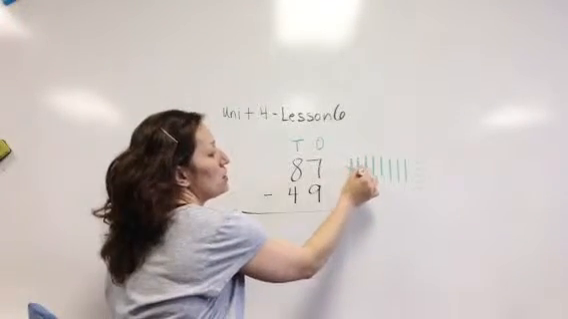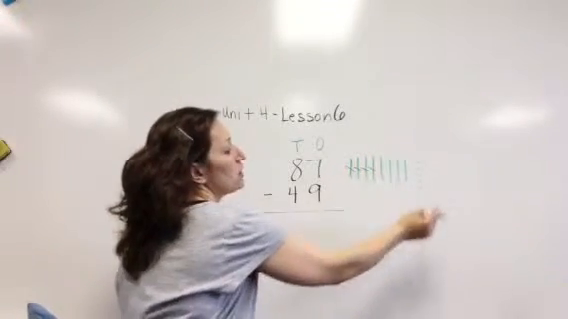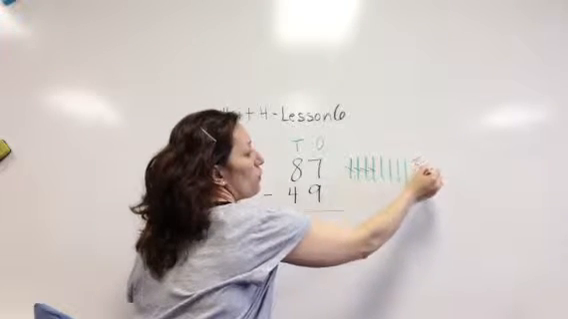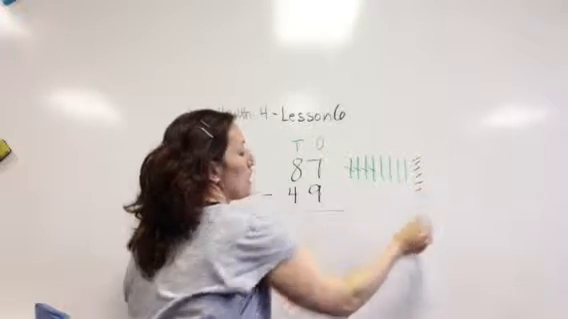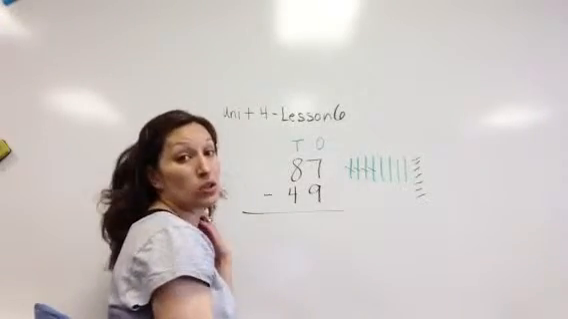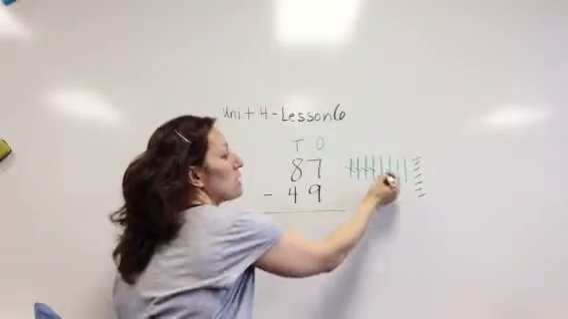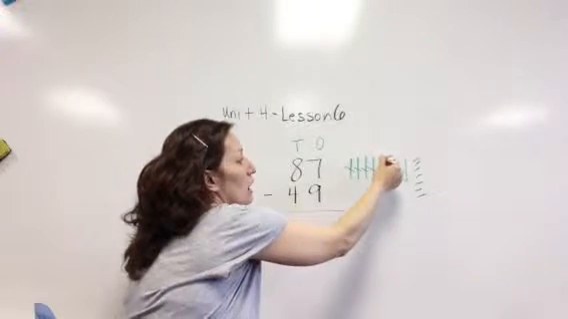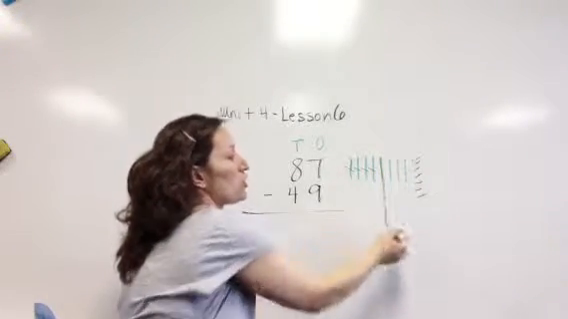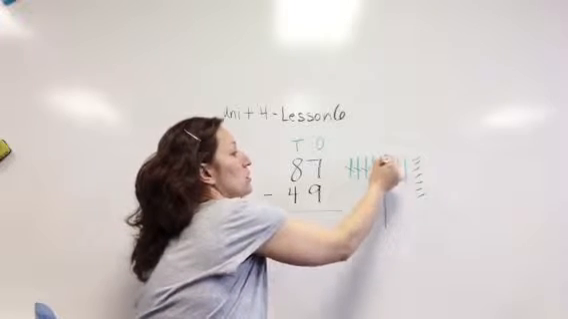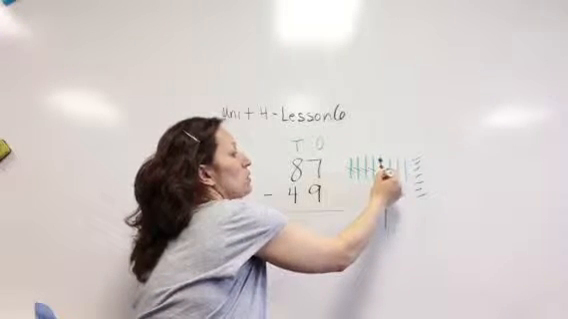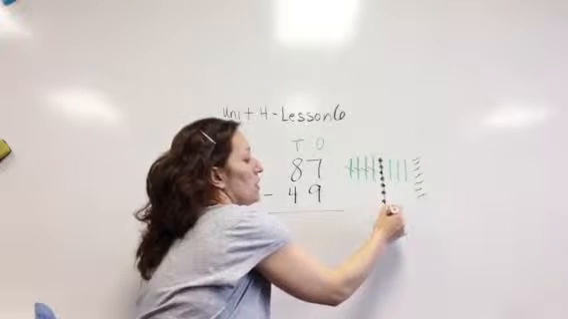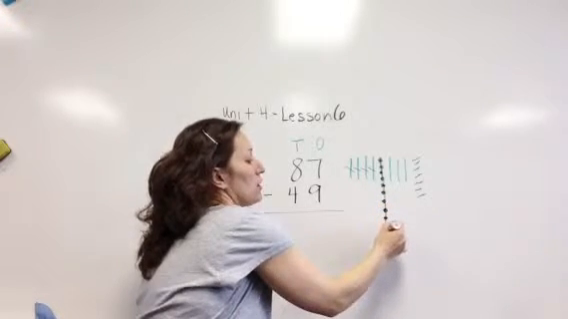Take off 10, 20, 30, 40, 41, 42, 43, 44, 45, 46, 47. Uh-oh, I'm out. So I've got to get some more. So I'm going to take this 10 and I'm going to break it. And this is how I'm going to show myself doing that. I'm going to make it longer and show the tens inside of it. 1, 2, 3, 4, 5, 6, 7, 8, 9, 10.